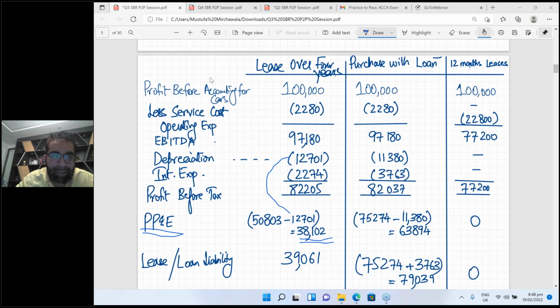Which calculation is wrong? Wait. 100,000 less 2280 is 97120, I think. Okay, this number is wrong. This will be my mistake, but I don't have a pen right now. Let me check it for you. Oh no, sorry. This number is wrong. Sorry, this is 2820.